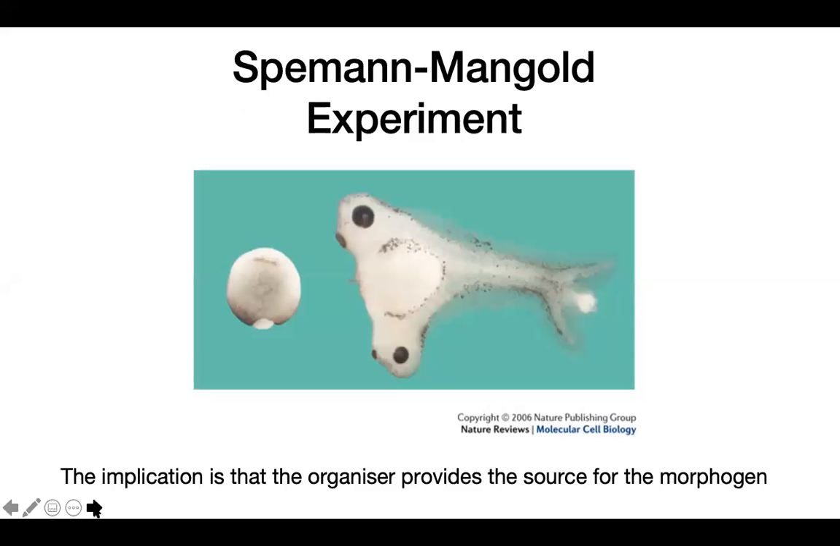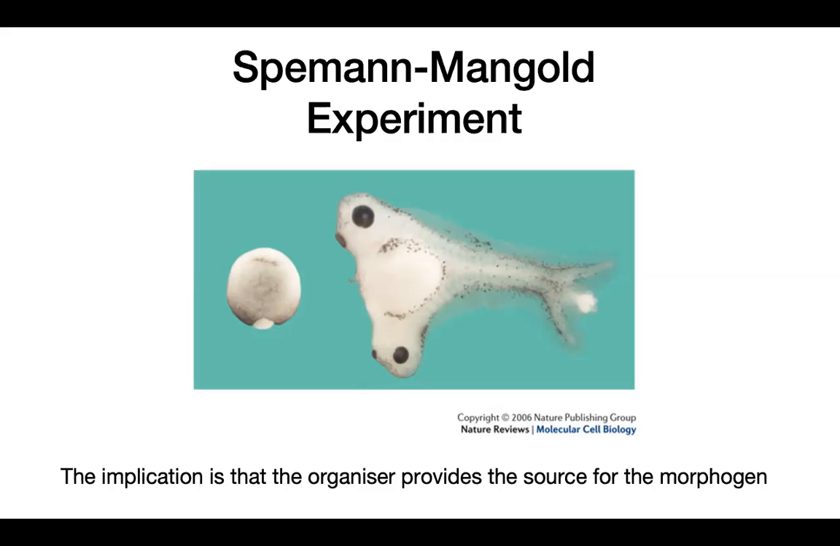Okay, so this is classically shown in the Spemann-Mangold experiment that we talked about earlier. Here the implication is that the organizer is providing the source for the morphogen. It's able to pattern different structures depending on the distance from the organizer. Close to the organizer, you'll have more lateral components such as muscle, and further away, you'll start patterning more ventral components such as blood or tail regions, okay? And so this, very simplistically, is a very attractive model.